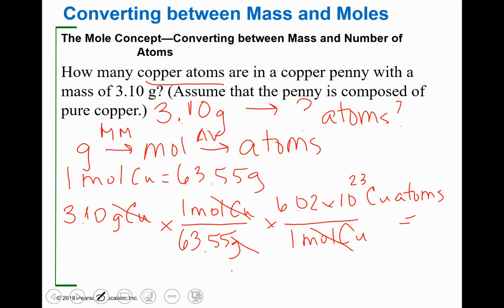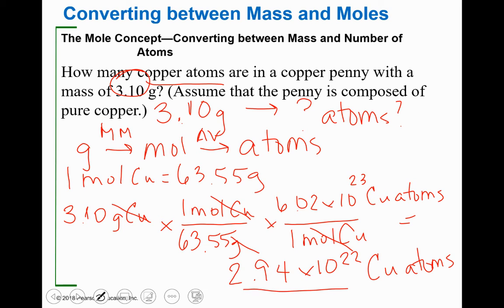So you should get an answer of 2.94 times 10 to the 22nd copper atoms. Okay, that'll be your answer. I started with 3 significant figures here, so I should have 3 significant figures in my answer.